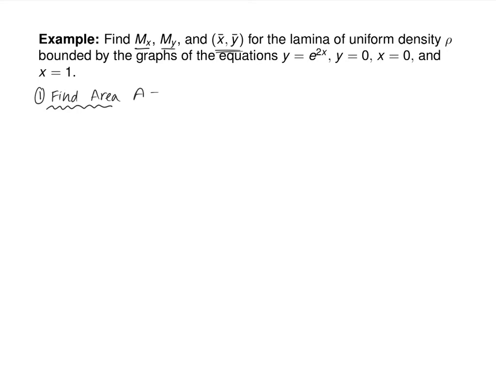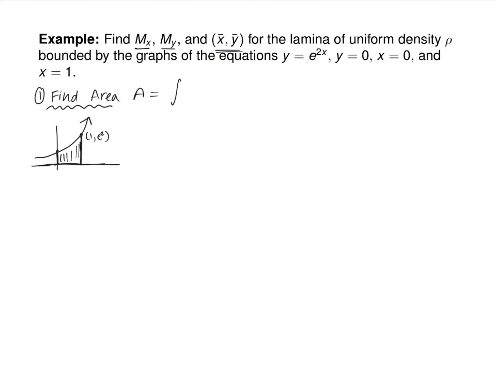So the area is equal to the integral from, well, let's graph that curve. So we have e to the 2x, looks something like that. Y equals 0. So x equals 0, y equals 0, x equals 1. That intersection point up there is 1, e squared, right? Yes? Okay.